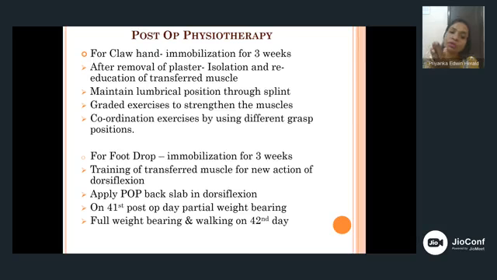And similarly, we do it for the foot drop muscle. For foot drop, immobilization is done for 3 weeks, and training is done for the transferred muscle for its new action of dorsiflexion. We apply a POP back slab in dorsiflexion, and the patient is not advised to bear weight on that foot. On the 41st post-op day, partial weight bearing starts, and full weight bearing and walking is done on the 42nd day. So this is all about claw hand and foot drop post-op physiotherapy.